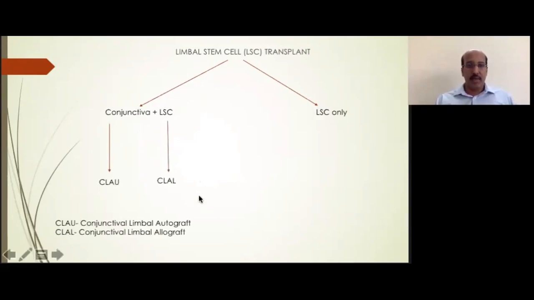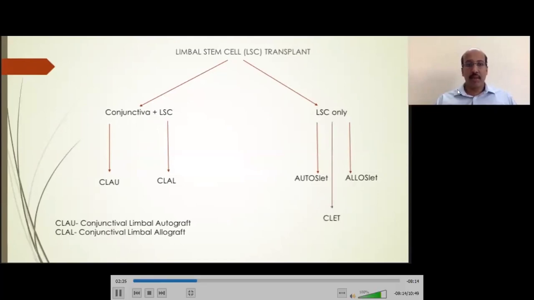If it is from another person, it is a conjunctival limbal allograft. The only problem here is because you're taking around 6 clock hours from the donor area, there is a chance of causing iatrogenic limbal stem cell deficiency. When we transplant limbal stem cells only, if it is from the other eye of the same person, it's called autoSLET, or it can be called alloSLET if you're taking it from a relative or another donor.